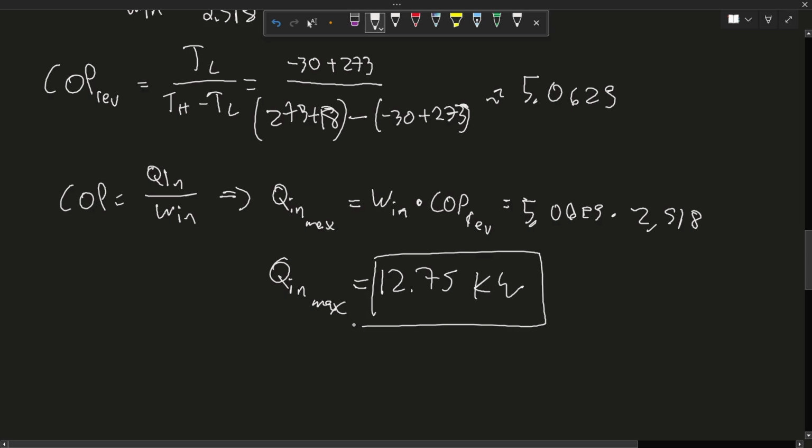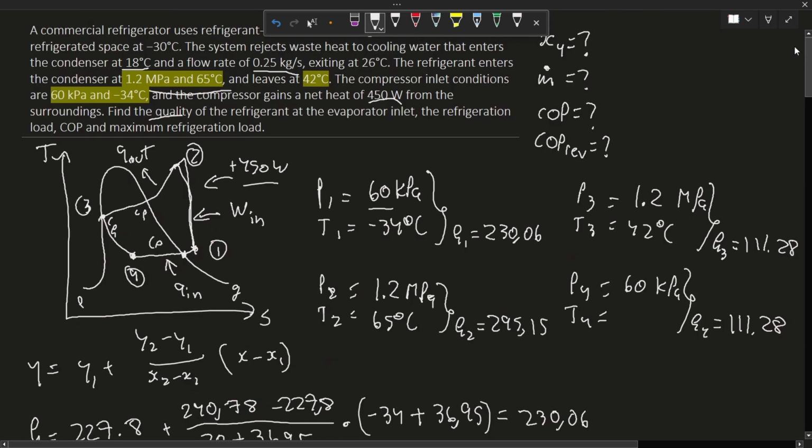And that, ladies and gentlemen, is how you solve a refrigeration cycle for thermodynamics.